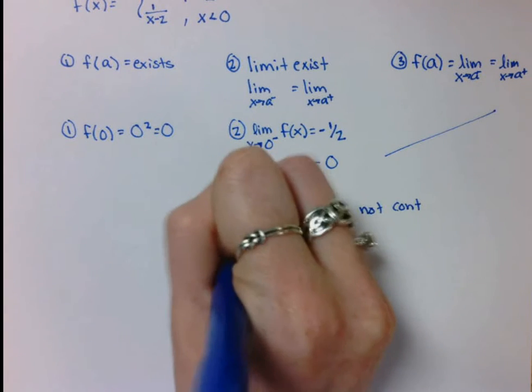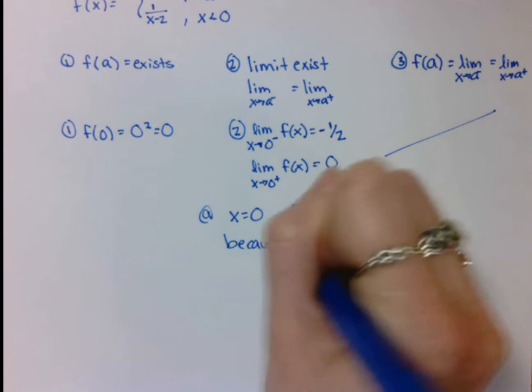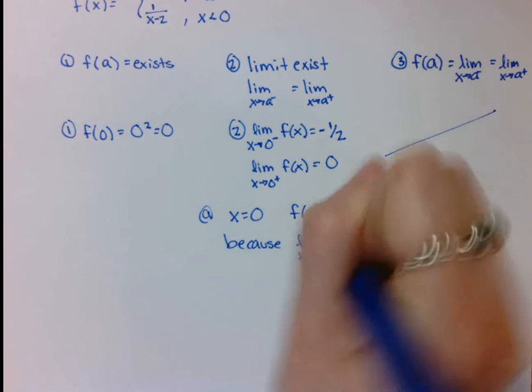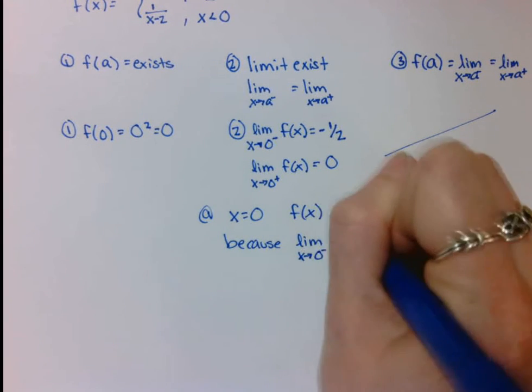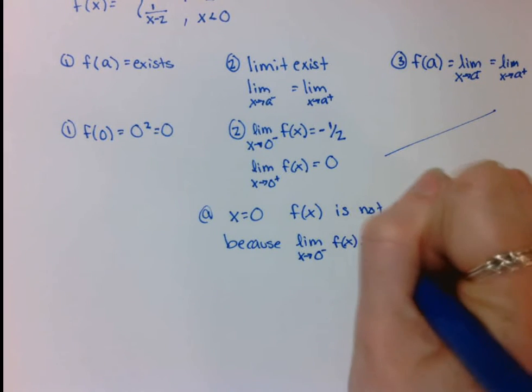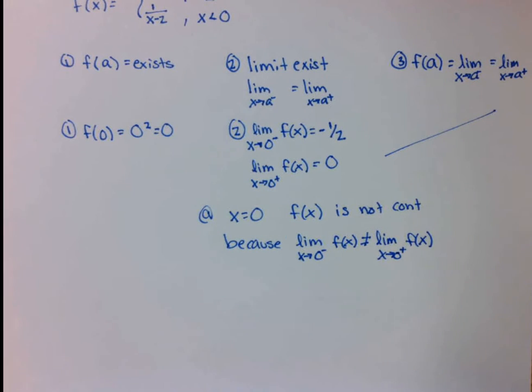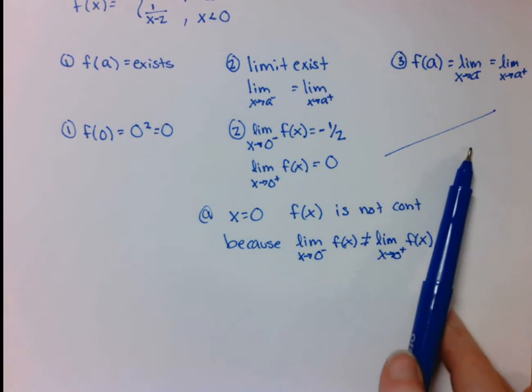We would just say, at x equals 0, f of x is not continuous, because the limit as x approaches 0 from the left of f of x does not equal the limit as x approaches 0 from the right of f of x. It is more likely, though, that they'll give you something you can prove is continuous, so you need to go through all 3 steps for those.